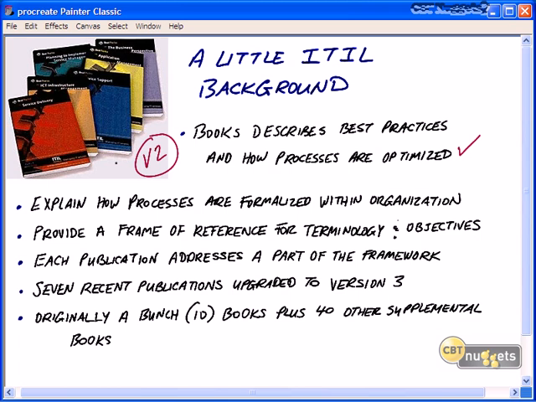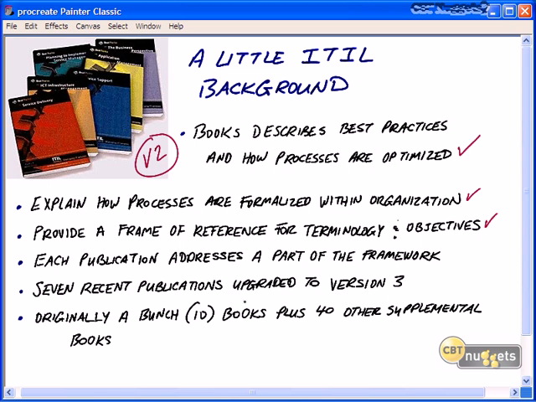So this is not a hard and fast how-to guide on how to do IT management. It's a way to formulate a process. It's a frame of reference for IT management terminology and objectives that are publicly agreed, that should be objectives that are standardized and accepted throughout the industry. It describes methods for managing technology in a business environment and a nonprofit organization.